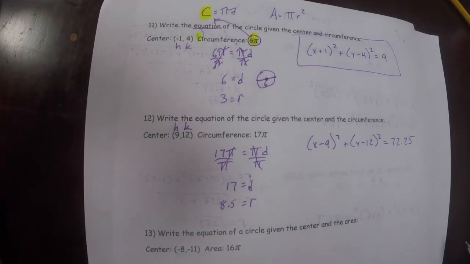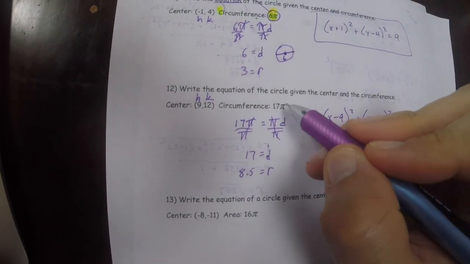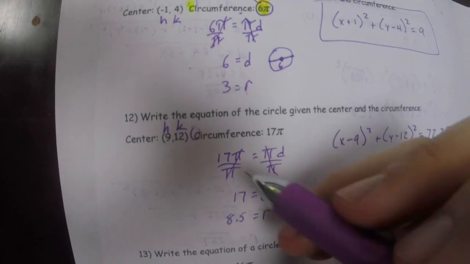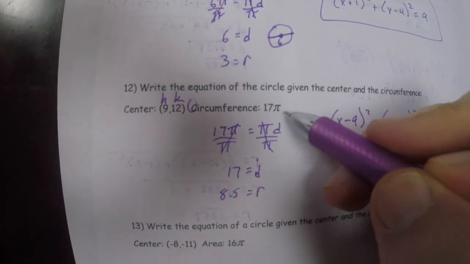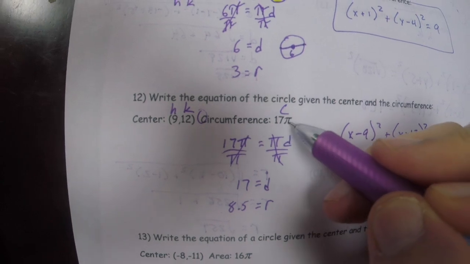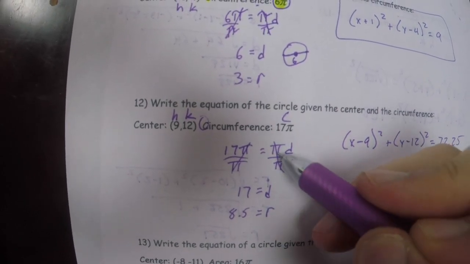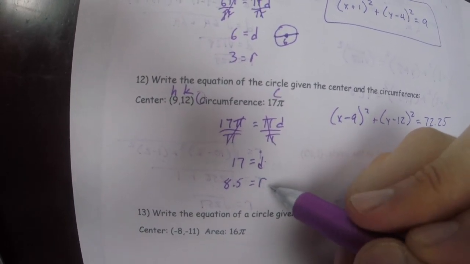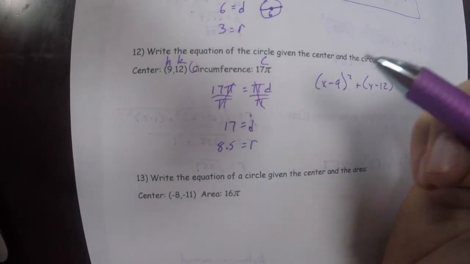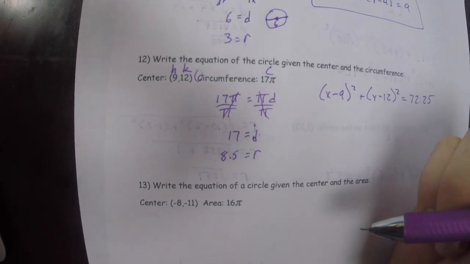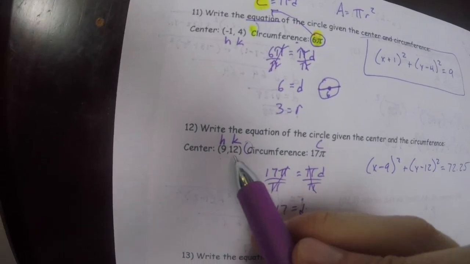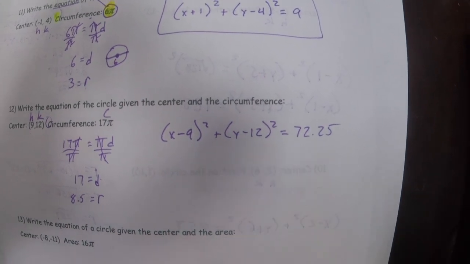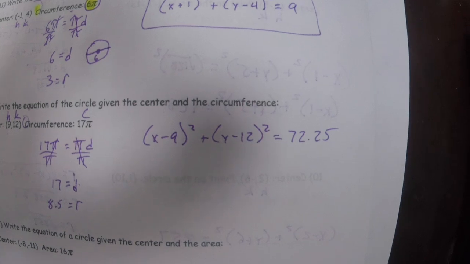All right, I did the same thing here. You could see 17 pi. I popped that in for c in the circumference formula because circumference starts with the letter c, therefore 17 pi is c. Pop 17 pi in for c, c equals pi times d, divide both sides by pi, and I get that d equals 17, which means the radius is half of the diameter, which is 8.5. So I have my r, I have my h, I have my k, boom, x minus 9 squared plus y minus 12 squared equals 72.25. That's your equation of that circle.